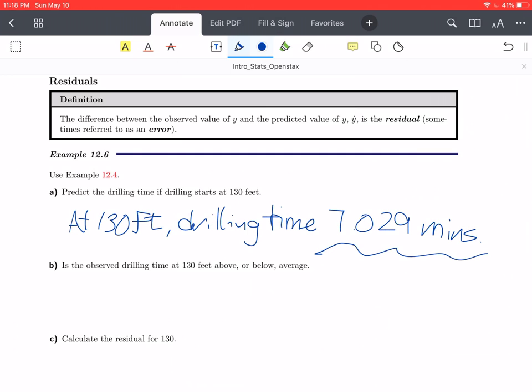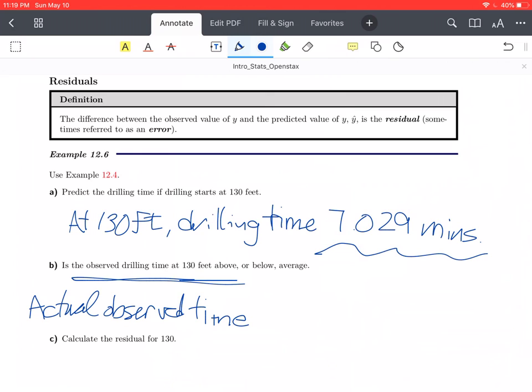But in this case, we actually do know what the actual time is at 130 feet. If you go back and look at the data, it says that the actual recorded, or I should say observed, time is 6.93.